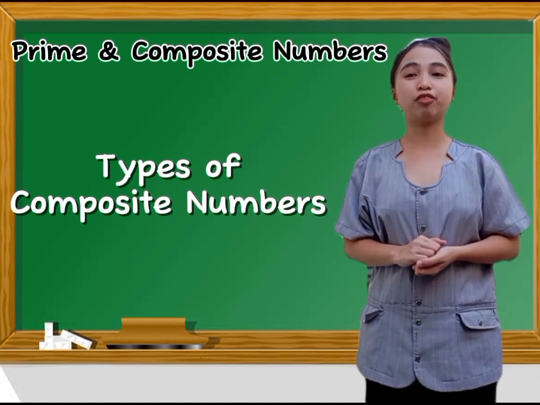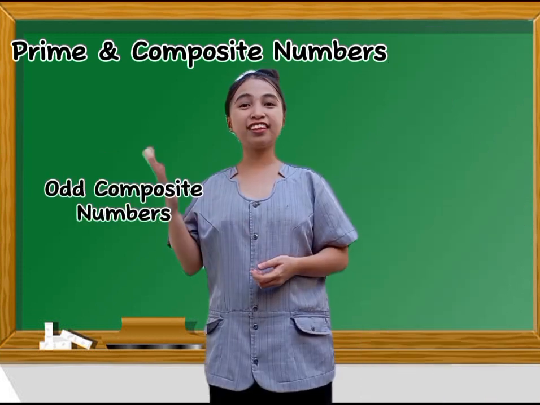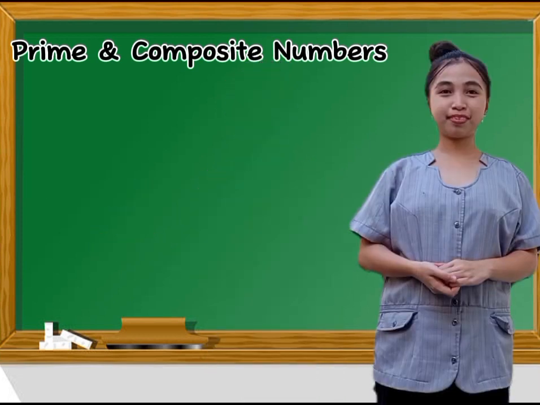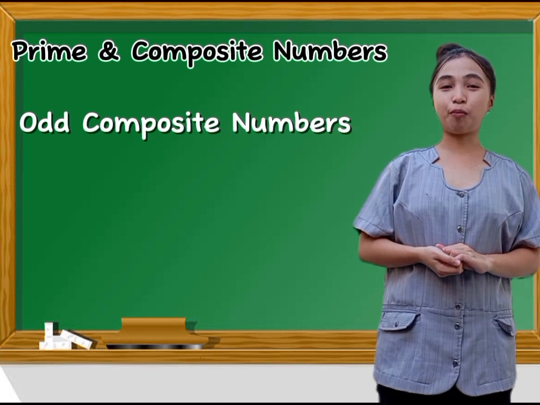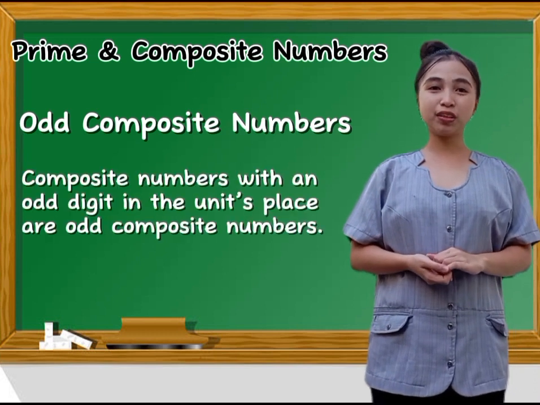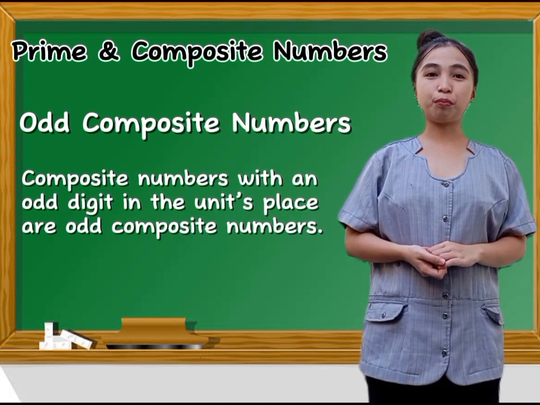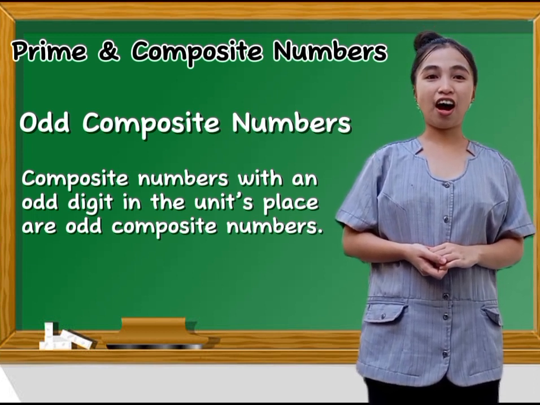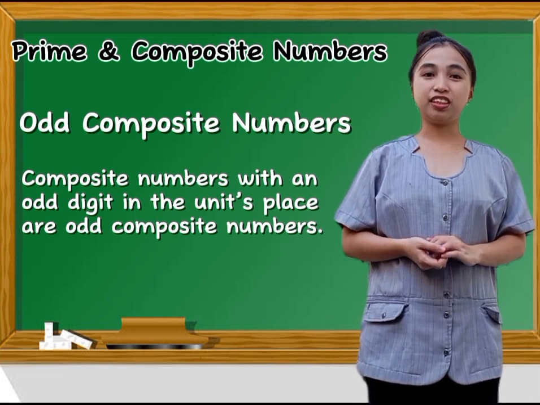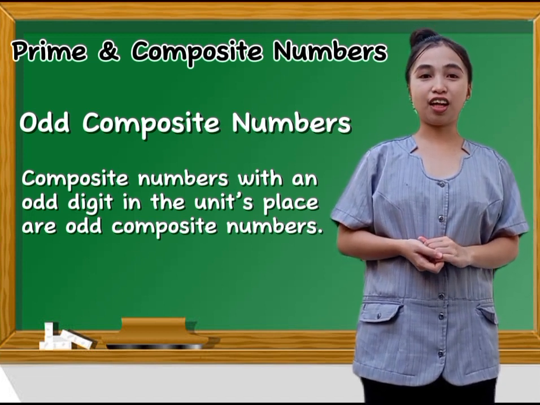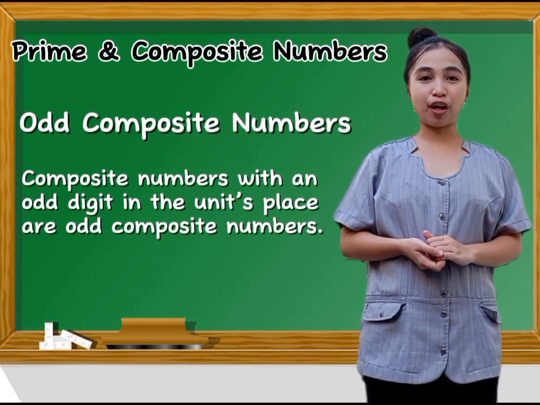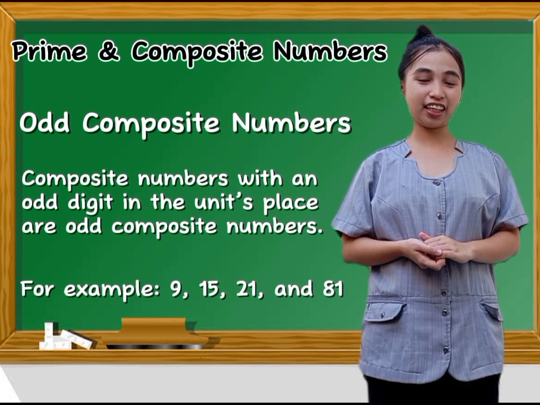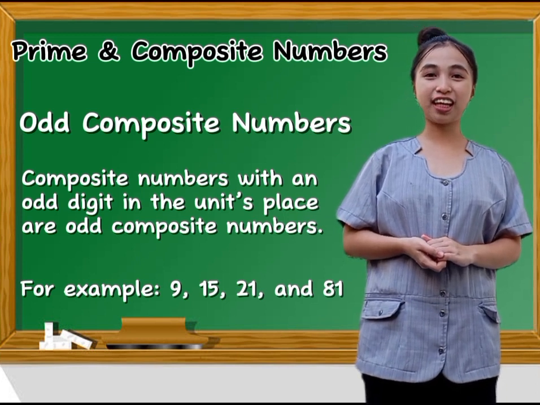There are 2 types of composite numbers: odd composite numbers and even composite numbers. Let's start with the odd composite numbers. Numbers with an odd digit in the units place are odd composite numbers. In simple words, all the odd numbers that are not prime numbers are odd composite numbers. For example, 9, 15, 21, and 81.